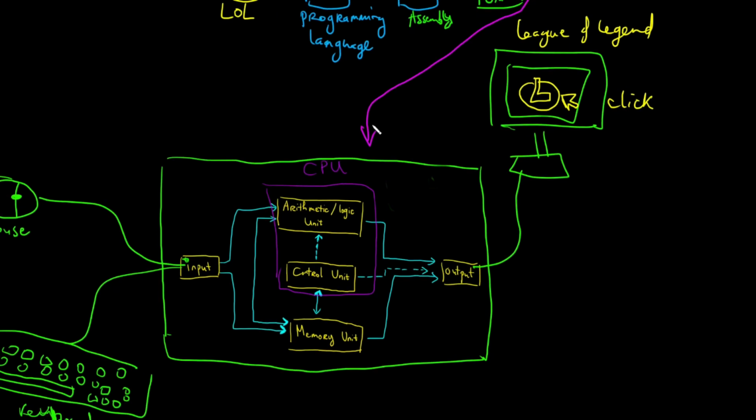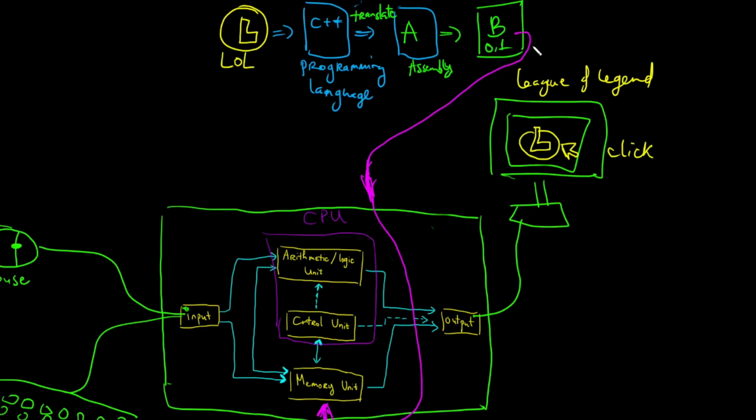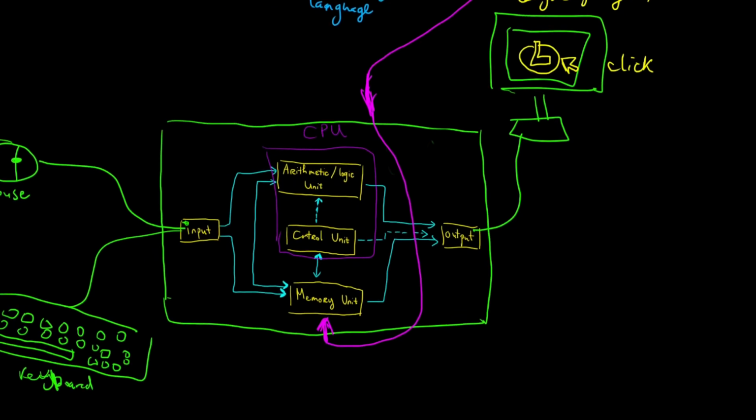So this binary is going to be stored in the memory, right? Because as I said, the memory stores a lot of binary stuff. So this memory unit right here is going to store this binary data. Okay, so let me redraw that.